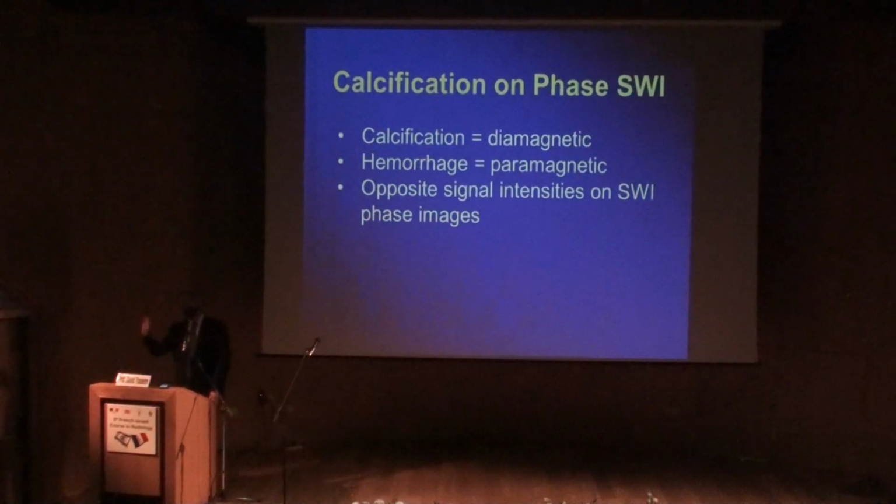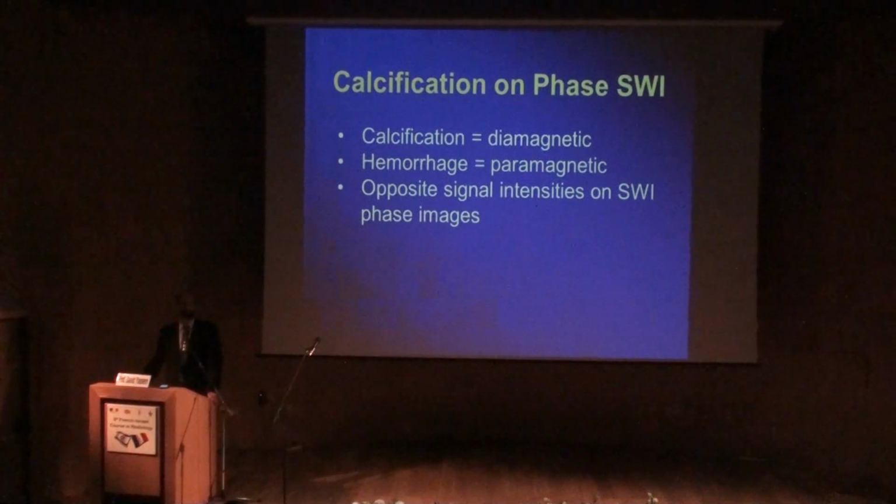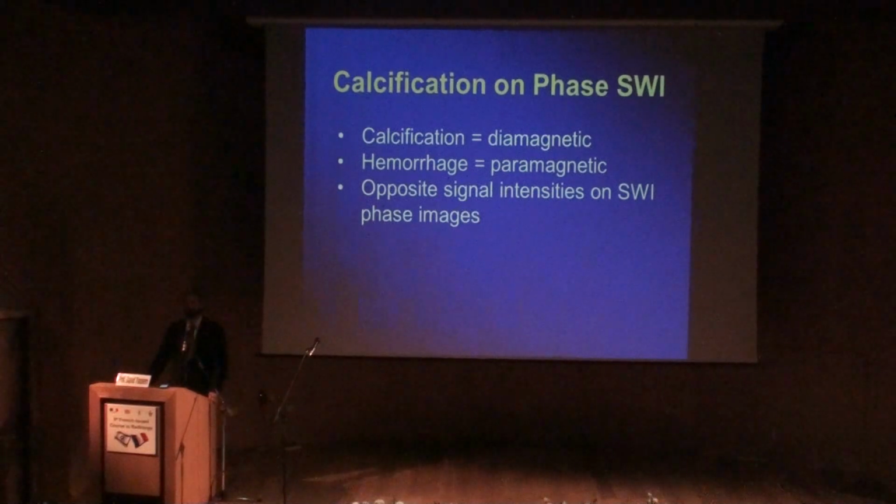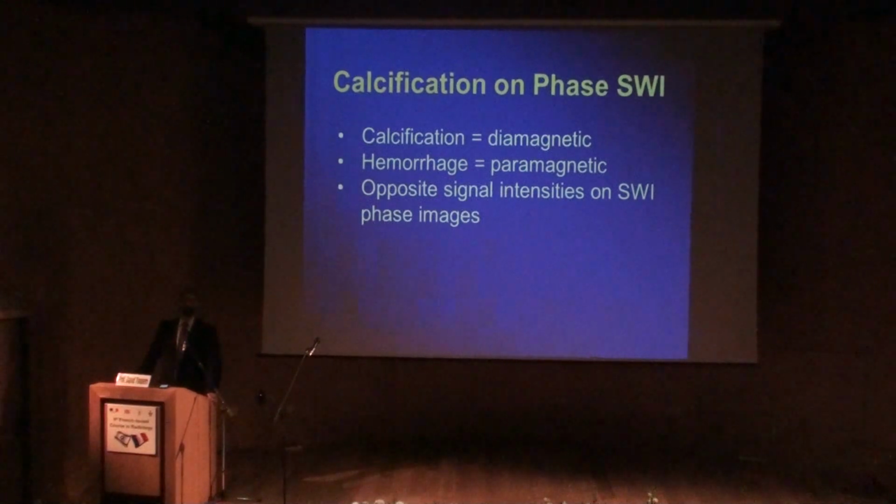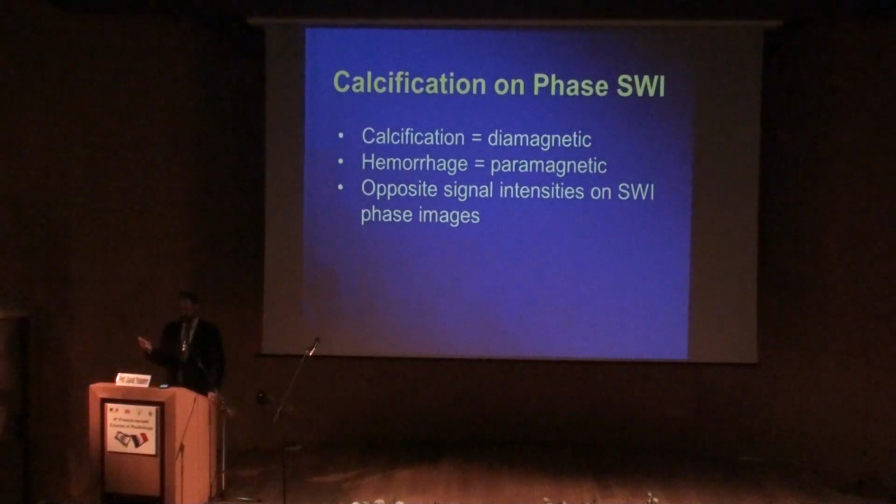So we all have that problem of, well, how do we know whether it's hemorrhage or calcification? The phase image of the SWI sequence is particularly useful because calcification, when it's purely calcification, is diamagnetic, whereas iron products, blood products are paramagnetic. And if you look at the phase dispersion, it will be greater with the hemorrhagic products.